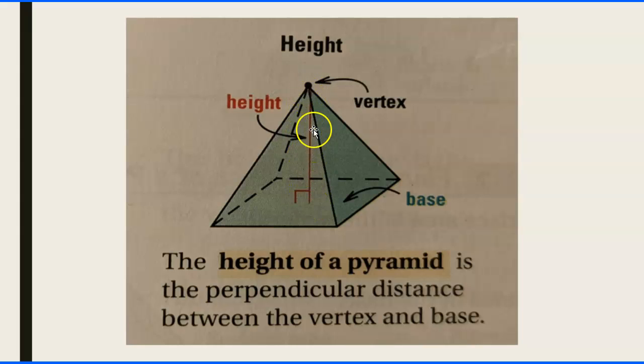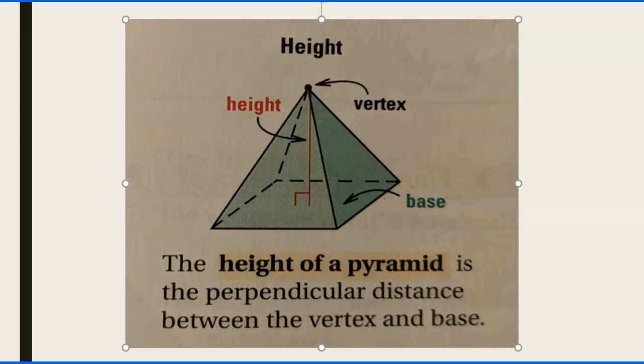But this is just a straight up and down line, and this is the height. The vertex is this here at the very top, and the base is what we would sit on. That would be the floor that we would sit on.